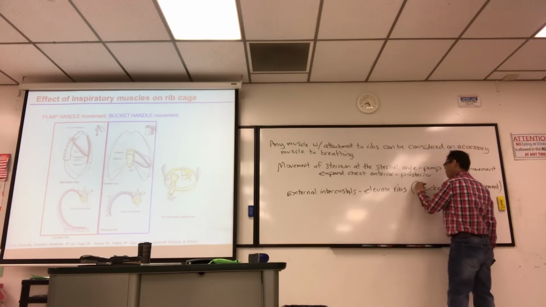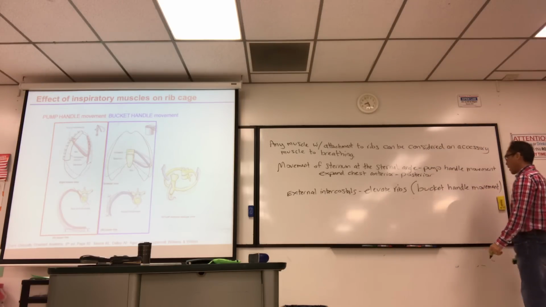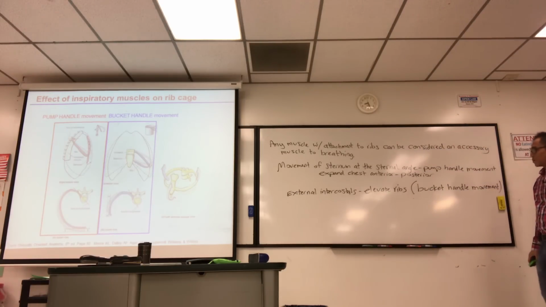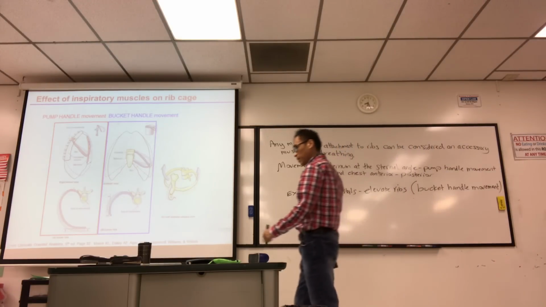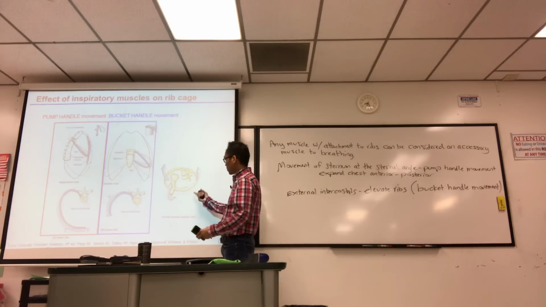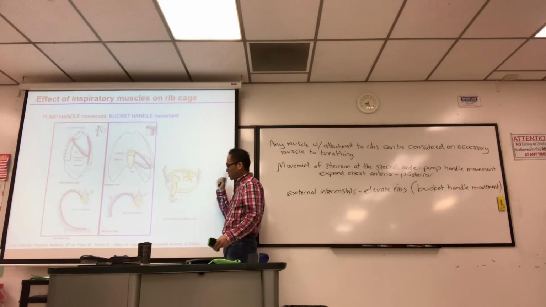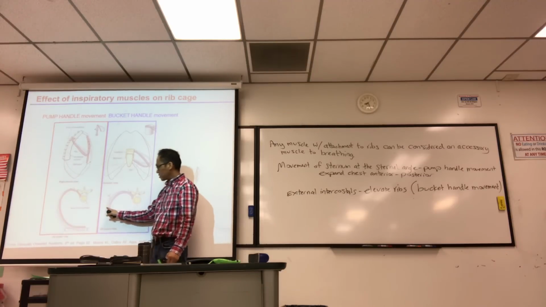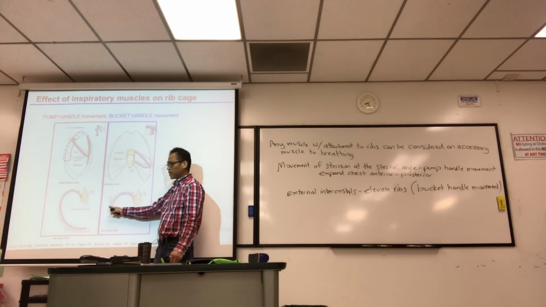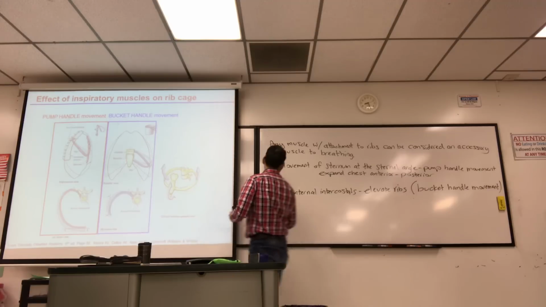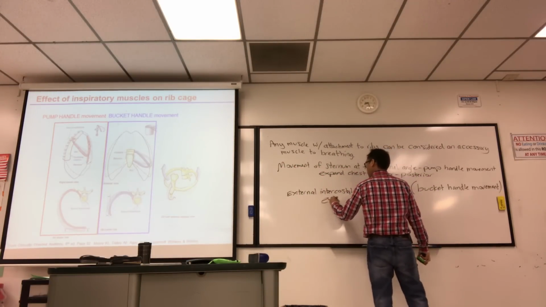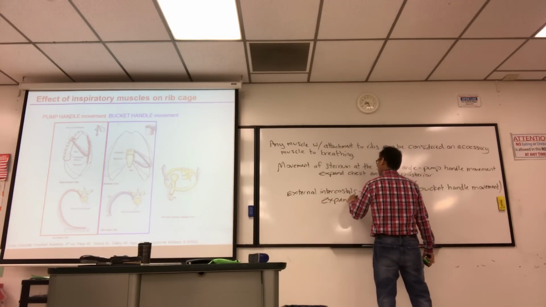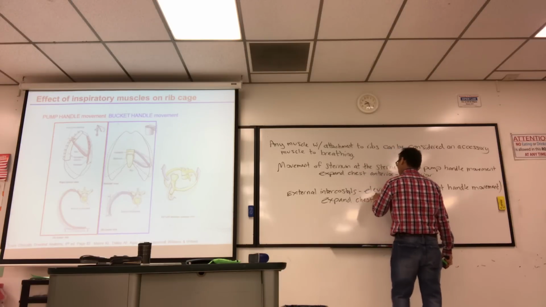I said before, when you elevate the ribs, it's like a bucket handle movement. Okay, when you lift the bucket handle, they even show you a little bucket handle there to show what's meant by that. The ribs are lifted up just a little bit. That's just enough to expand the chest laterally from side to side. So this bucket handle movement expands the chest laterally.